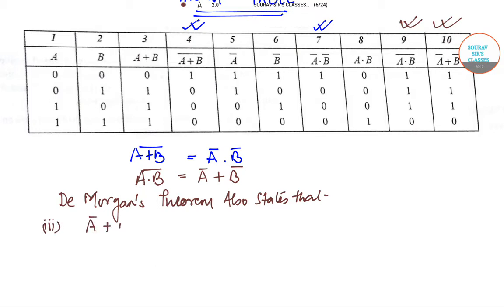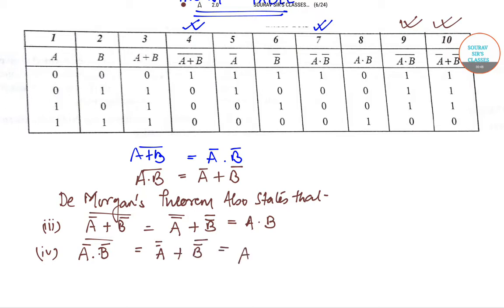(A bar plus B bar) under bar is equal to A double bar plus B double bar is equal to A dot B. So this is there, and you also have, I'll mark it as 4. So you have 1, 2, 3, 4. So A dash into B dash under dash is equal to A double dash plus B double dash, and this can be written as A plus B. Now these can be actually proved using this truth table.